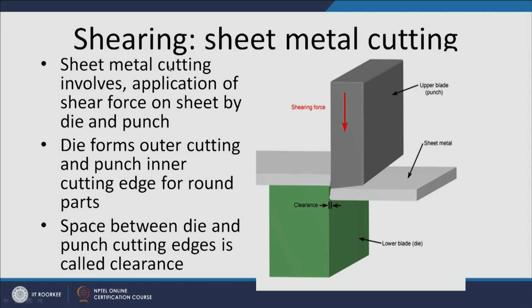So, sheet metal cutting involves the application of the shear force onto the sheet with the help of the die and punch. Here, the upper one is mostly called the punch and the lower one is called the die. The die forms the outer cutting edge and the punch forms the inner cutting edge of round parts. The space between the die and punch cutting edges is called clearance.